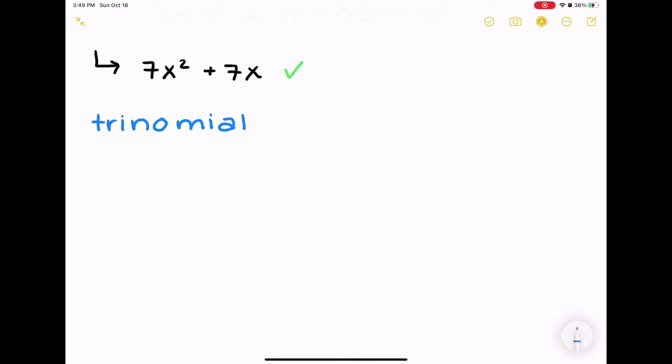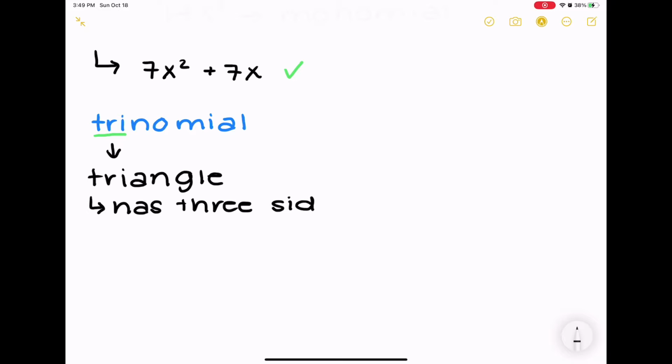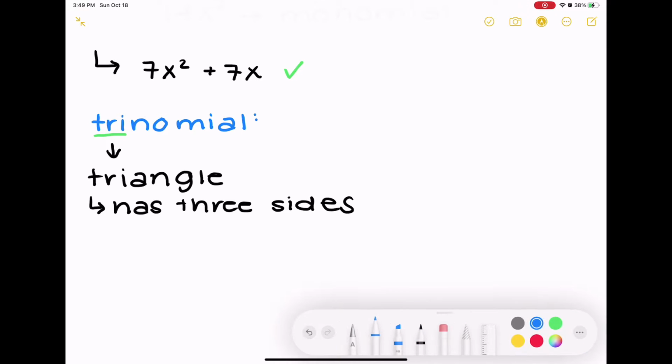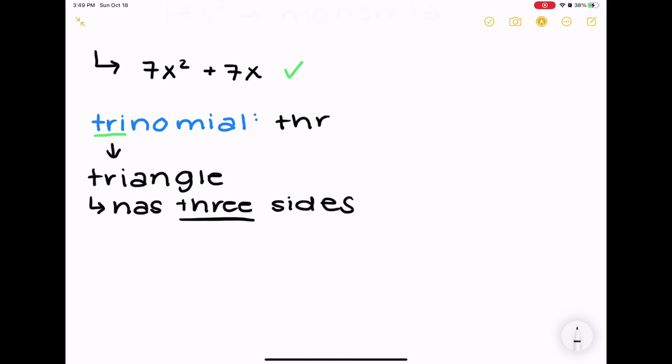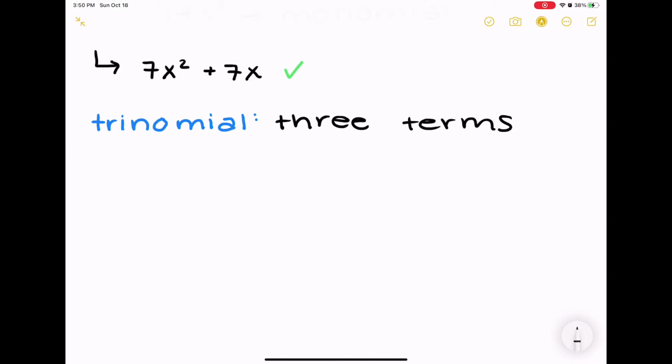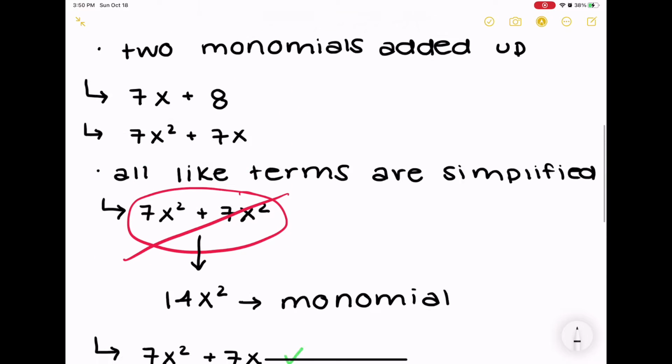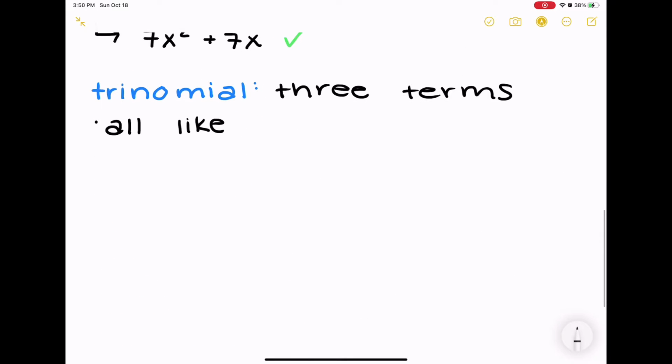Now let's go on to trinomials, the last one. Now, there's also a neat trick with this one, try. You've heard this with triangle, right? And a triangle has 3 sides. So I want you guys to take a wild guess. How many terms are in a trinomial? 3 terms actually, because trinomial and triangle have the same root, tri, which is 3.